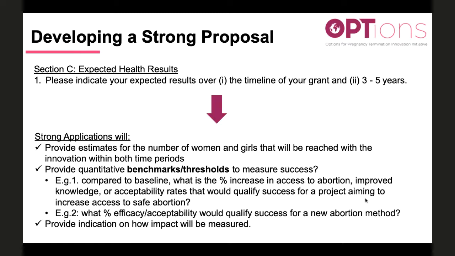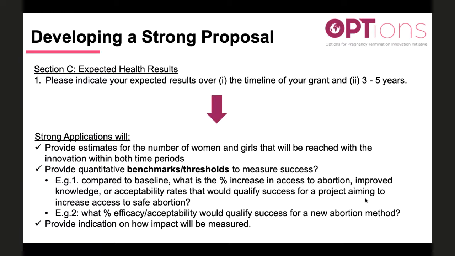We understand that for seed grants, these numbers might be low. We're not expecting you with a proof of concept award to be reaching hundreds of thousands of people. We're just looking to see that you've put some thought into what a realistic number of women and girls would be that you could reach within this 2-year period while you're testing your innovation.